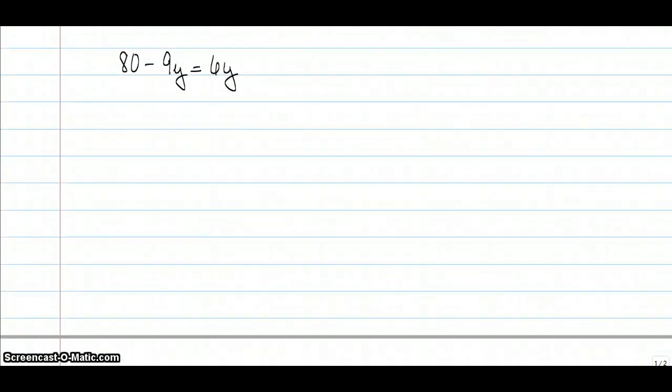Now the next one I have 80 minus 9y equals 6y. Well, I'm going to choose to add 9y to both sides. So now I have 80 is equal to 15y. Divide both sides by 15.